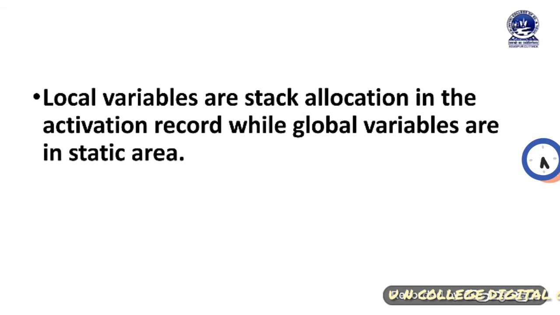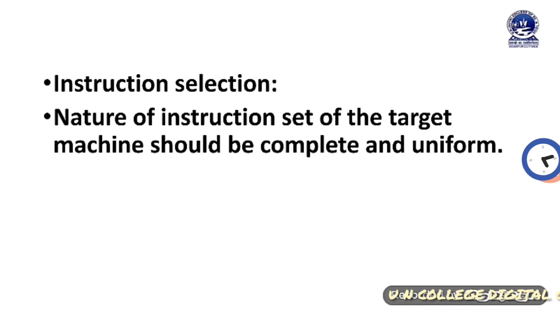Local variables are stack allocated in the activation record, while global variables are in the static area. Global variables, we know, can be accessed by a number of sub procedures or are alive throughout the program execution. Those are available in the static area, whereas local variables are stack allocated.